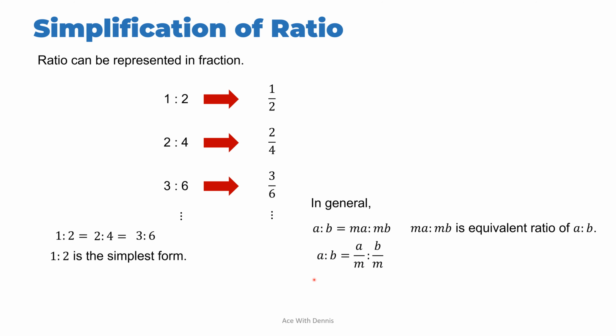Similarly, the ratio of A to B equals the ratio of A over M to B over M, which means that both quantities of A and B are divided by the same number M here. And we can say that the ratio of A over M to B over M is equivalent ratio of A to B, where M is not equal to 0.